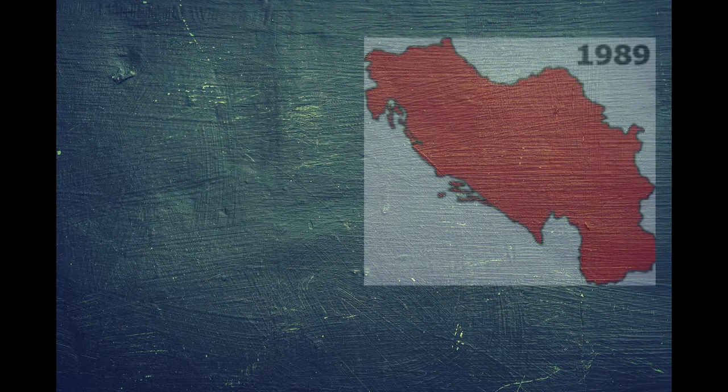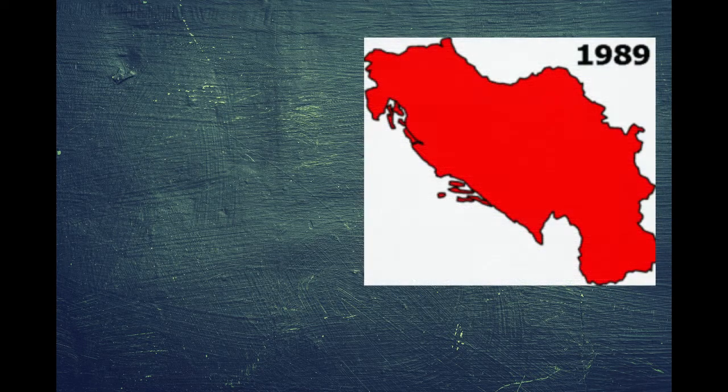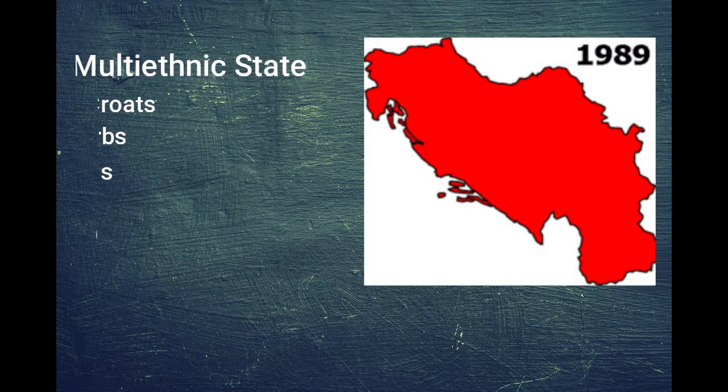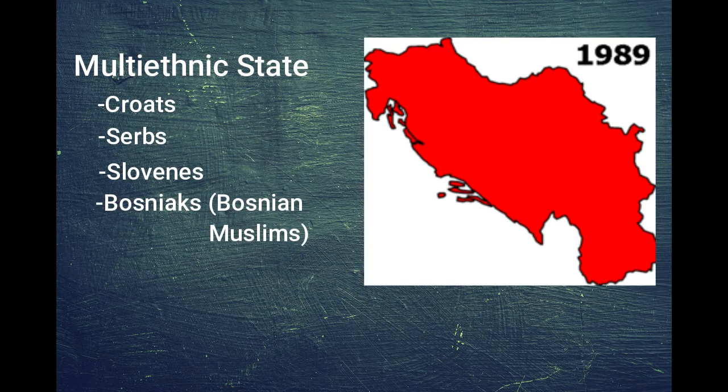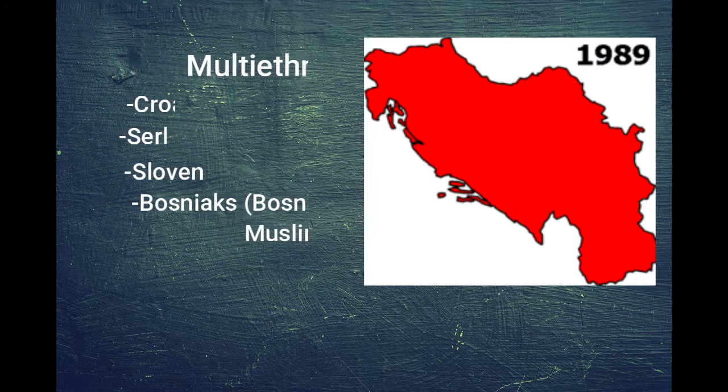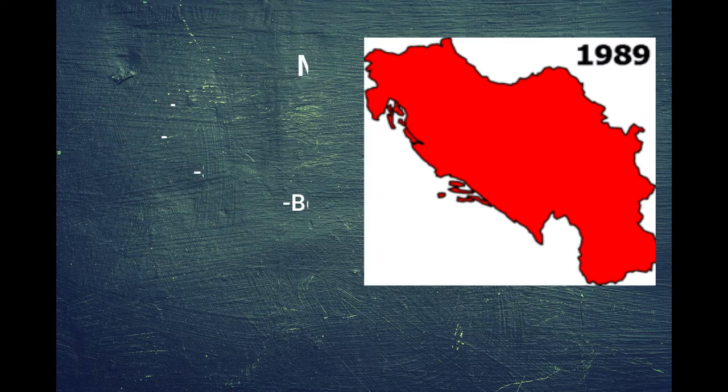So first and foremost, we need to look at the nation formerly known as Yugoslavia. The country was formed after World War I and was a multi-ethnic state. The ethnic groups that will be most important for the context of this video series are the Croats, Serbs, Slovenes, and Bosnian Muslims that are known as Bosniaks and will be referred to as such.